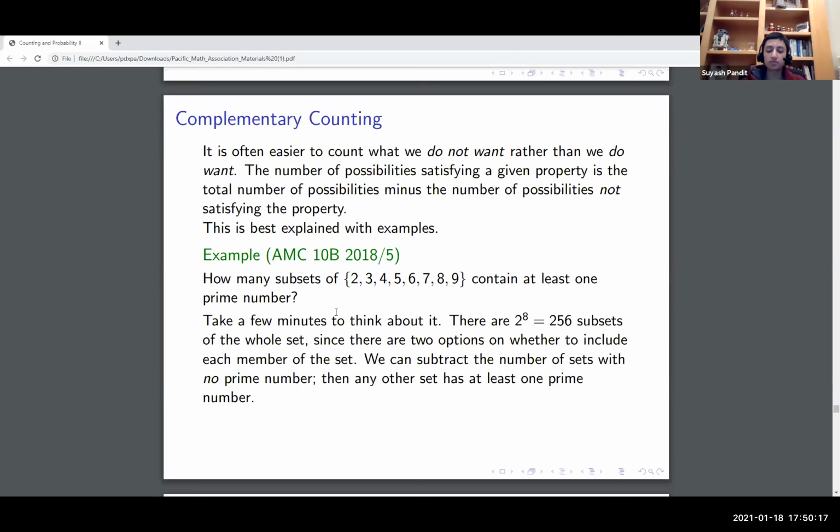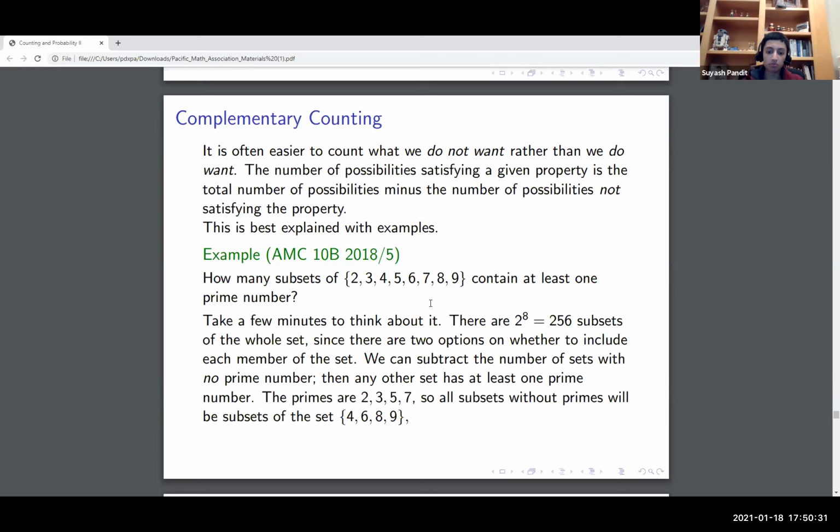Now we'll subtract the number of subsets with no prime number. If you think about it, the numbers here that are not prime are 4, 6, 8, and 9. So if the subset is any subset of that, then of course it's not going to have a prime number. All subsets without primes are going to be subsets of that 4, 6, 8, 9 set, and that includes the empty set as well. So that will get subtracted out.